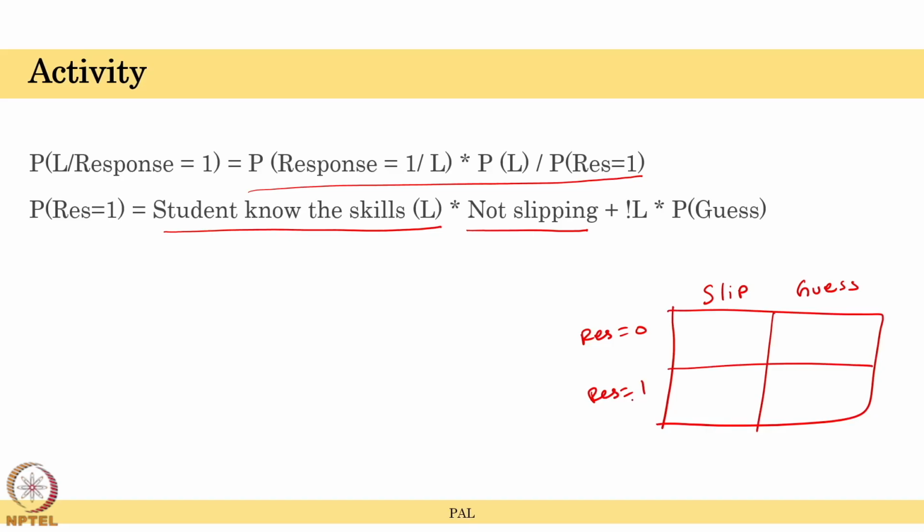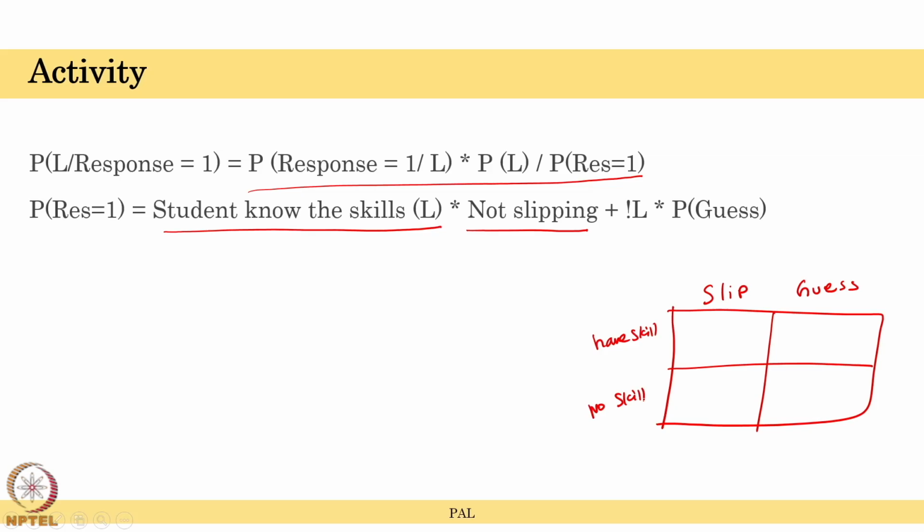The student response 1 is possible. Student knows the skill. Okay, I would say the student has the skill, or has no skill on the particular concept.